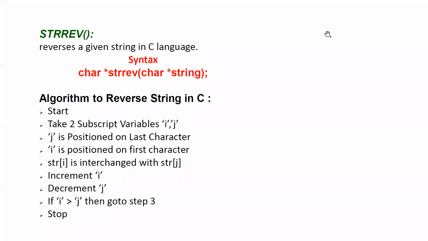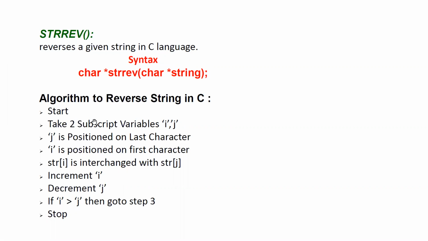String reverse. Now, this function is used to reverse a given string. The syntax for that is char *strrev(char *string). That is, whatever string you pass within the brackets will be reversed automatically. Now, what is the algorithm followed behind reversing a string?